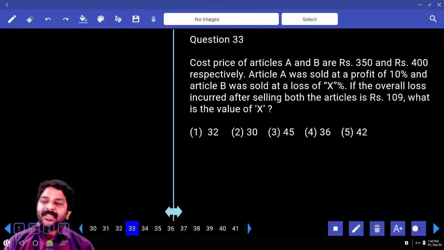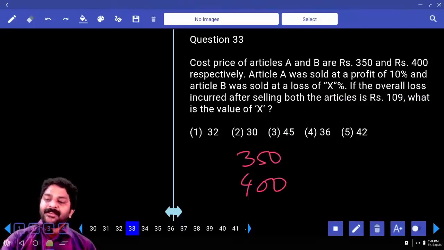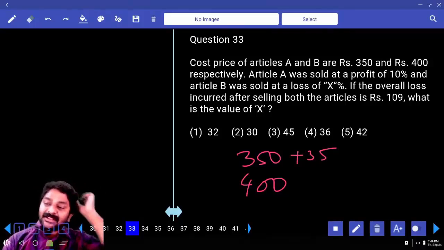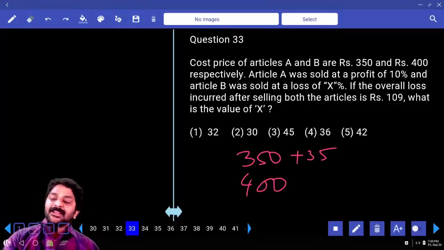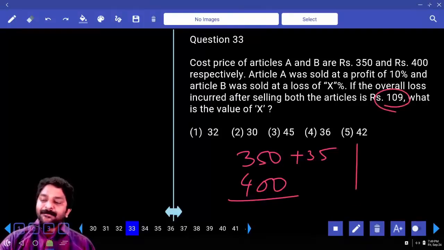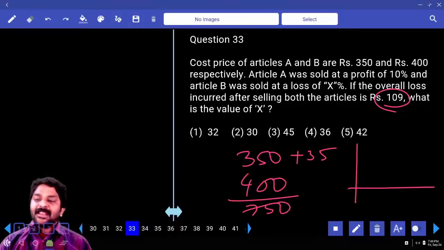The cost price of A is 350 and B is 400. Article A was sold at a profit of 10%, that means 35 rupees profit. And article B was sold at a loss of X percentage. The overall loss incurred after selling both articles is 109. So what is total cost price? 750. When you are making 109 rupees loss, then selling price must be equal to 750 minus 109. Agreed or not?